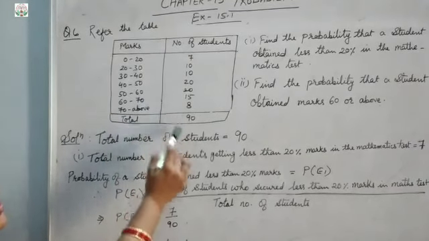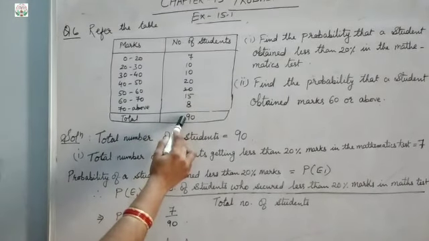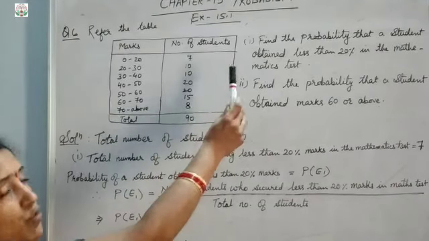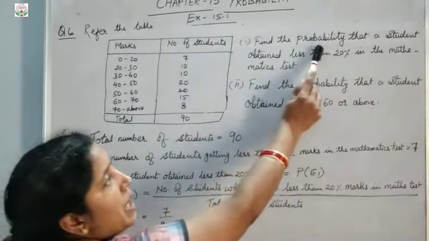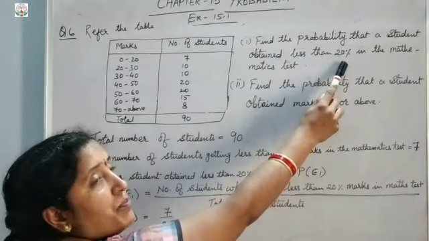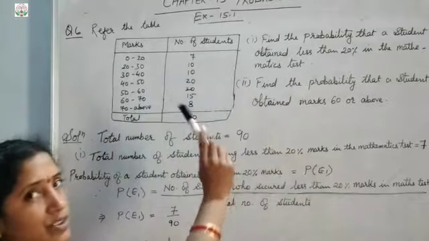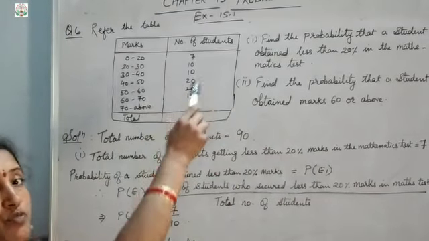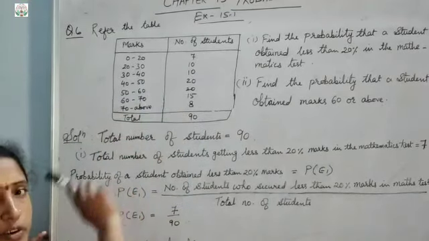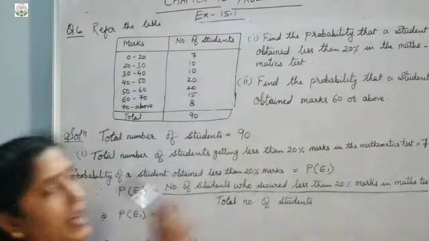Now the total number of students will be the addition of all these, so that is 90. Now what is the question? Find the probability that a student obtained less than 20% in mathematics test. These are the marks of mathematics and how many children got them. So now, less than 20%.